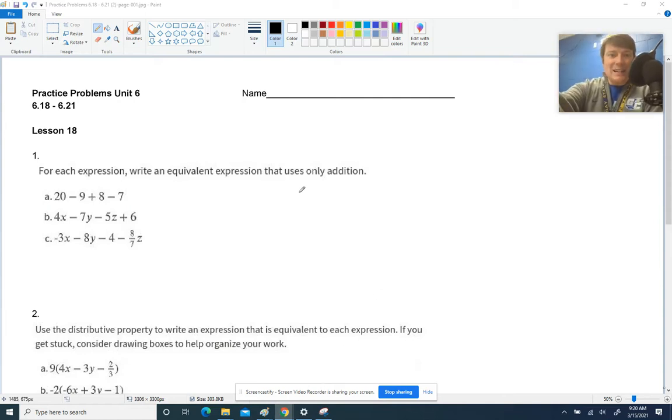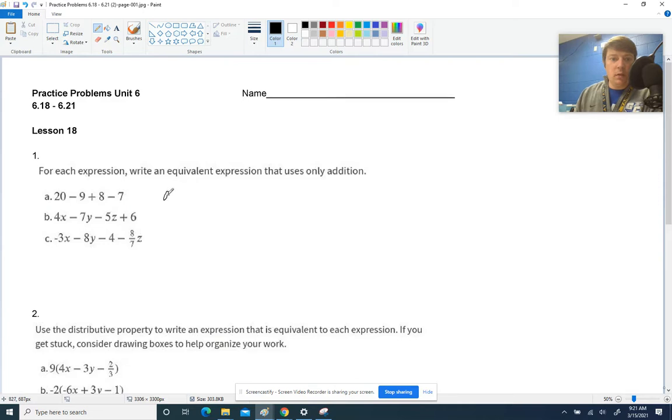We've got a new set of homework problems this week. Lesson 18 is where we're starting. And the first problem wants you to take every expression that's there and write an equivalent version, which means it has the same value, but just using plus. So only addition is going to be involved. See how they got some minuses strung throughout each one. So we're going to rewrite them as plus versions.